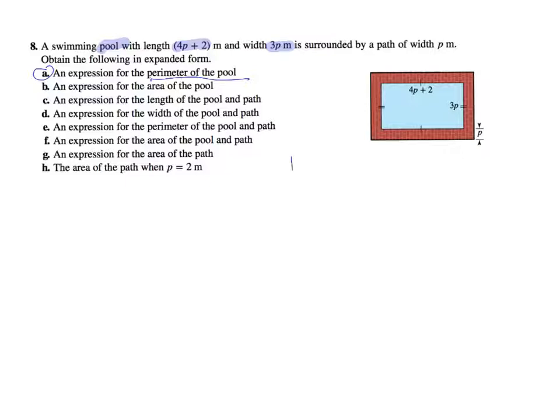So the pool is a rectangle, and for the perimeter, we've got 4p plus 2 in length and 3p in width. So the perimeter is when you add up all the sides. So really we have 2 lengths plus 2 of the widths. Then they want us to do it in expanded form, so we'll expand it out.